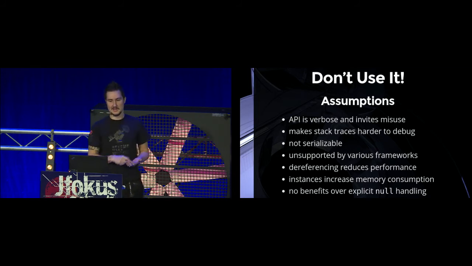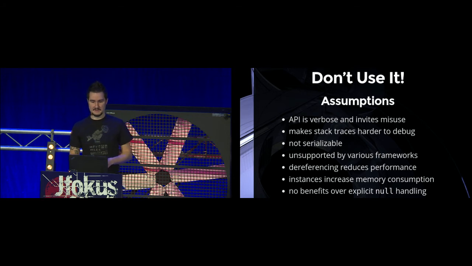Okay, so people who say don't use it have a couple of basic assumptions. Not so few, actually. First of all, they say the API is verbose and it invites misuse, like what I showed you on the slides before. Stack traces are harder to debug, right? Because then you're somehow in a lambda, in an optional class, instead of just a simple if or for loop. It's not serializable, that sucks, so you can't transport it over the wire easily. Various frameworks don't support it well, for example when used as fields.